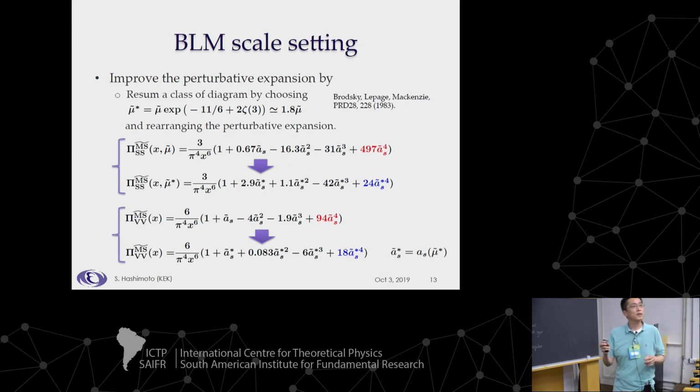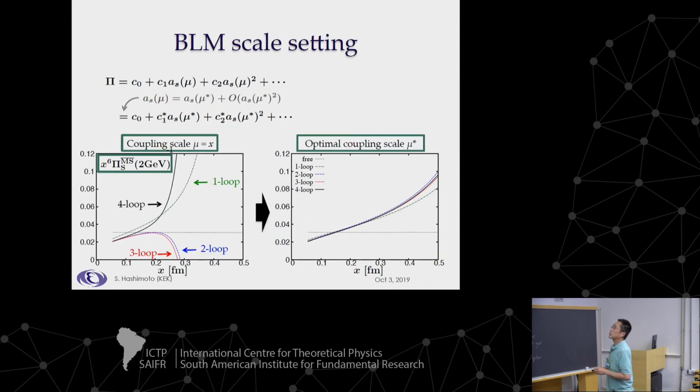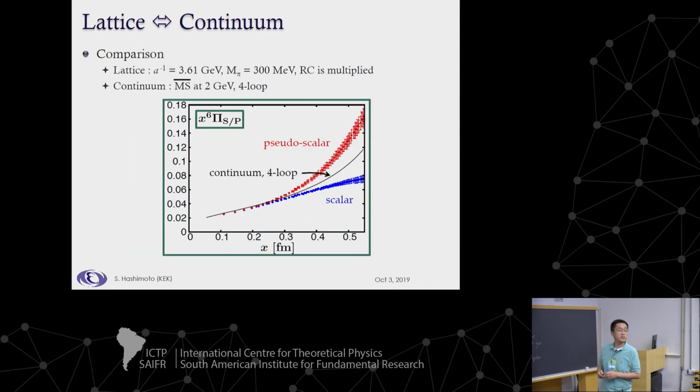Yes, I'm sorry. For the scalar current, that is scale dependent. For the vector and the axial vector, it's scale independent. But the scalar current itself has a scale dependence. So it changes. So the comparison is like this.